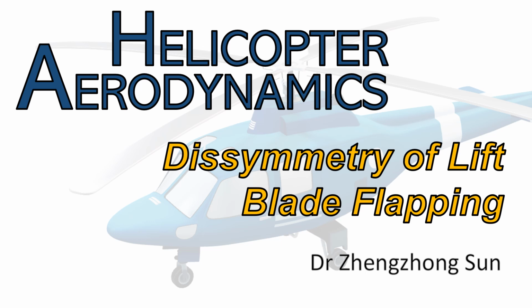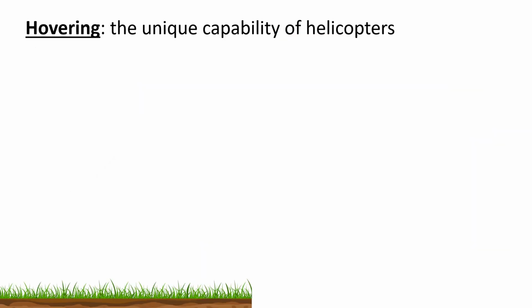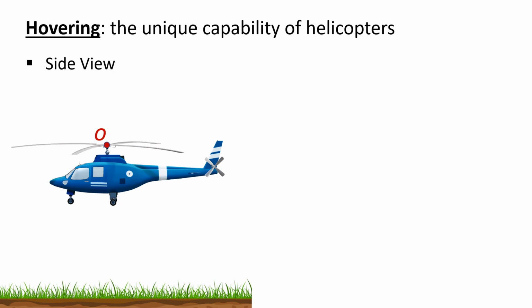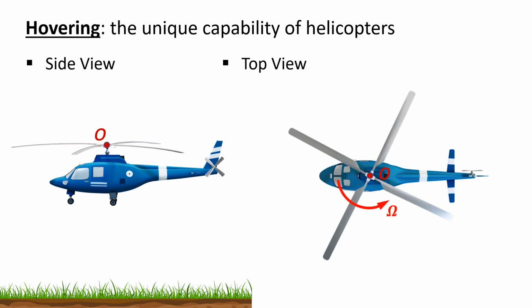In this module of helicopter aerodynamics, we are going to introduce two concepts. First is dissymmetry of lift, and the second is blade flapping. Okay, we know a helicopter has a unique capability of hovering, and now we can see a side view of a helicopter hovering above grassland. Now let's move to the top view, and we can see the four blades are rotating in a counterclockwise direction.